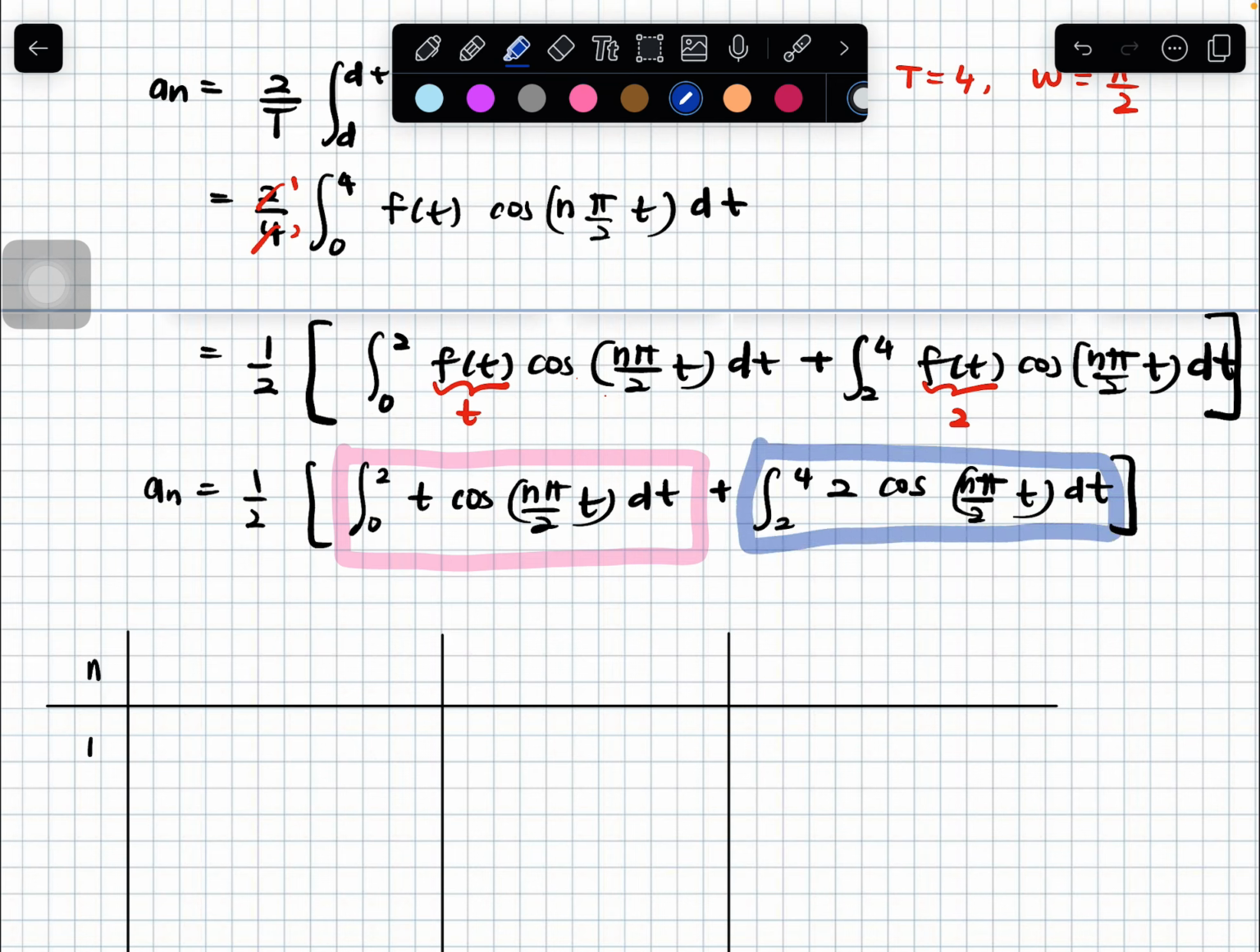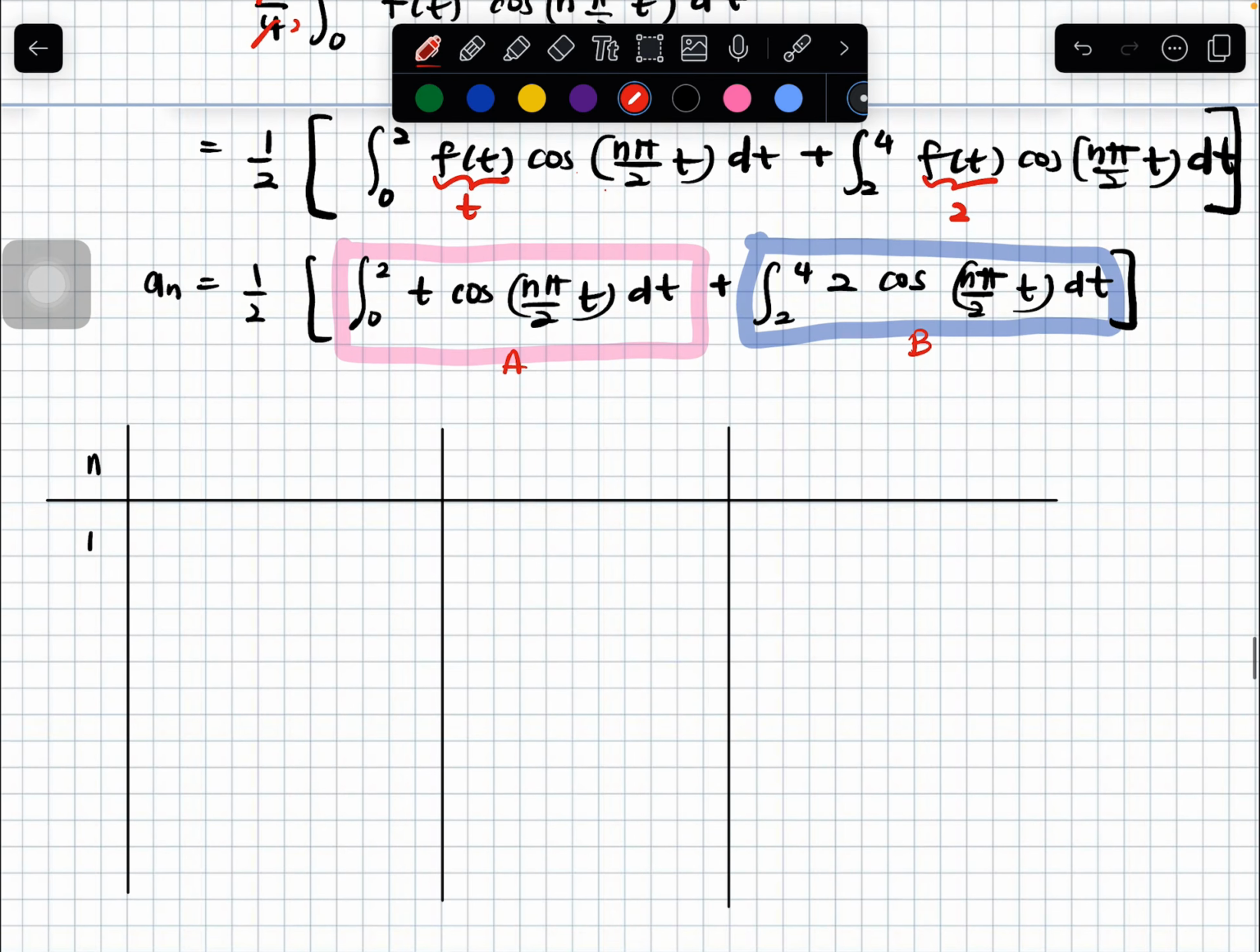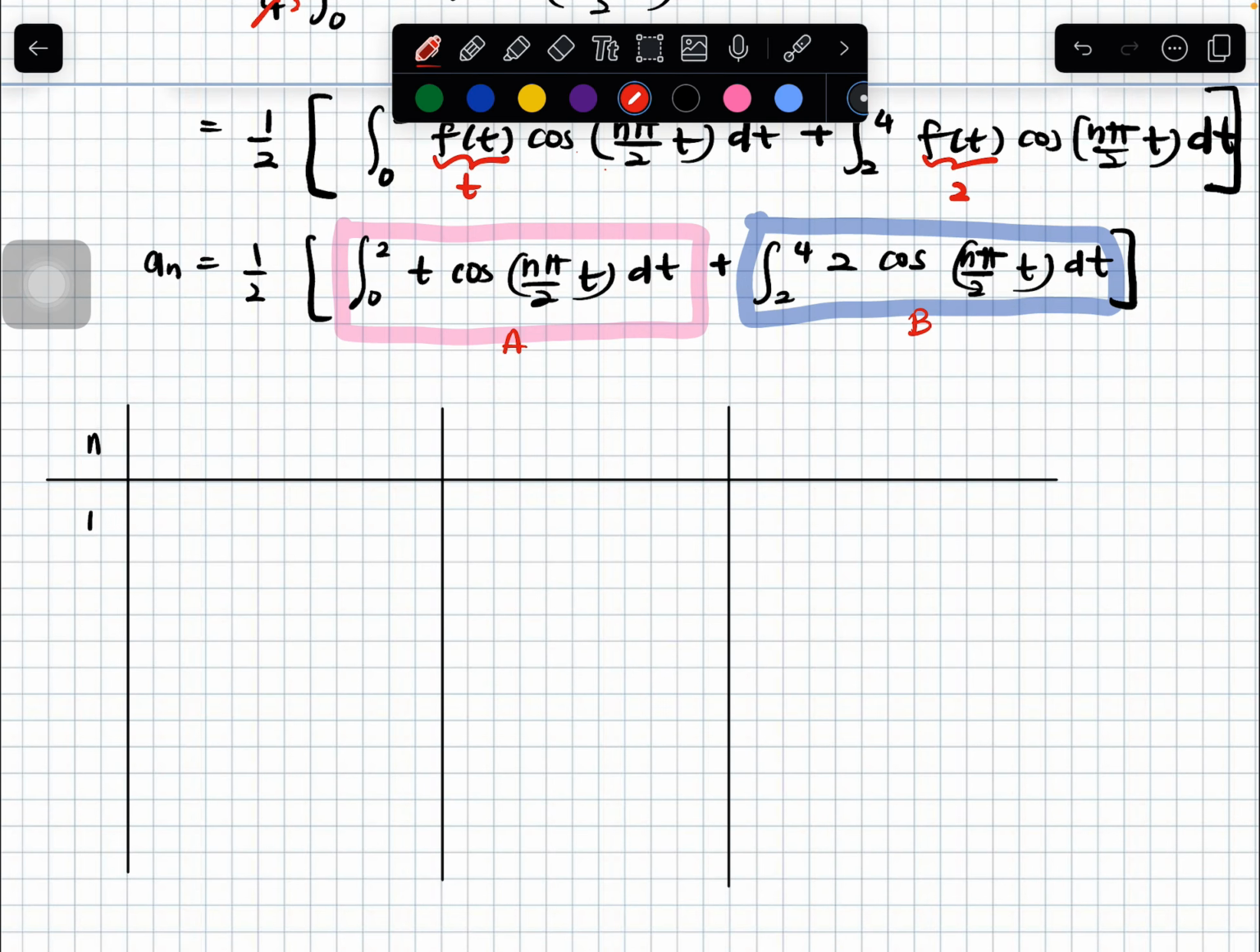Here you have to find the answer. You have to calculate each one of them. Let's say I label these as A and B. To use your calculator, make sure you set the mode to radian. Since we are dealing with cos, a trigonometric function, you have to put the calculator in radian mode.